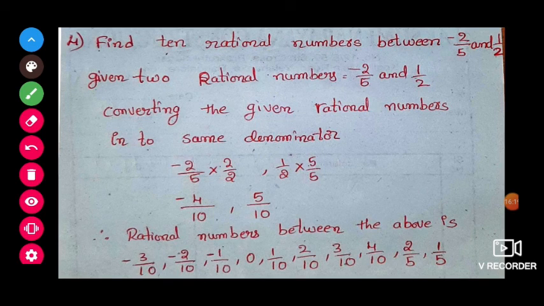But we want 10 to insert, but we got only 8. So for the remaining 2 rational numbers, again I am simplifying and writing as 2 by 5 and 1 by 5. That also will come in between the minus 4 by 10 and 5 by 10.